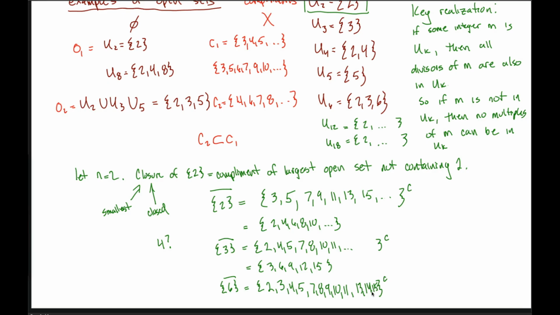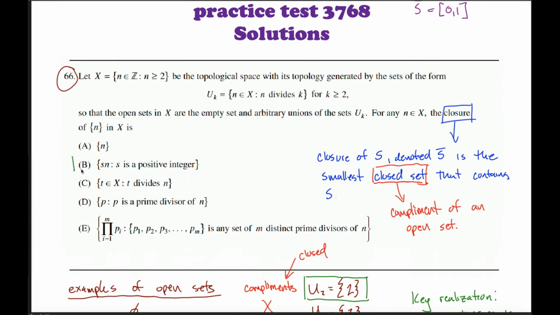The largest open set not containing a 6 is the set containing all the elements other than multiples of 6. Therefore, the complement of that set, which would be the smallest closed set containing a 6, would just be the multiples of 6. More generally, the closure of n would just be the set containing all of the multiples of n. It looks like answer B is our answer. S sub n represents multiples of n if n is a positive integer.